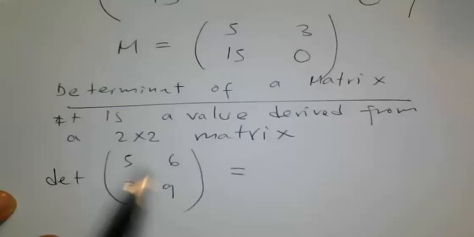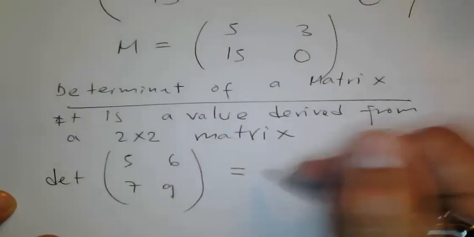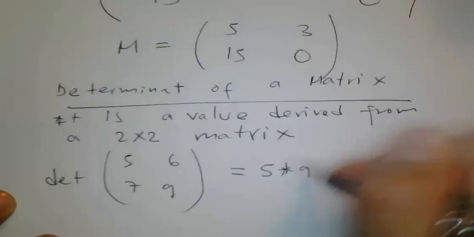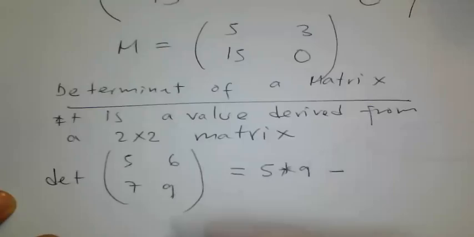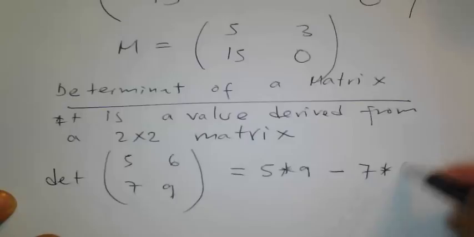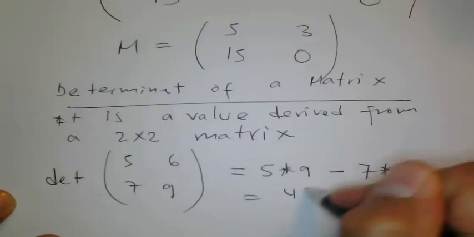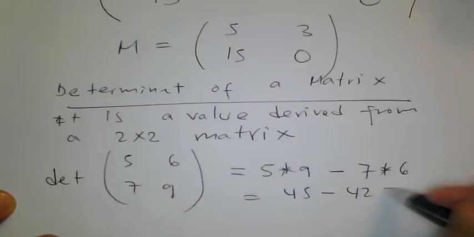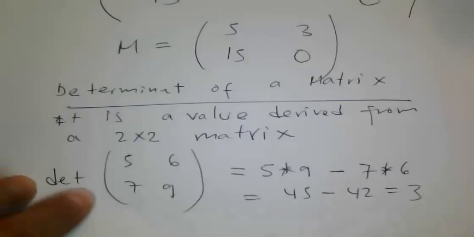It's 5 times 9 minus this multiplication, 7 times 6. So this is 45 minus 42. So the number associated with that 2 by 2 matrix is 3. Let's just have one more example.